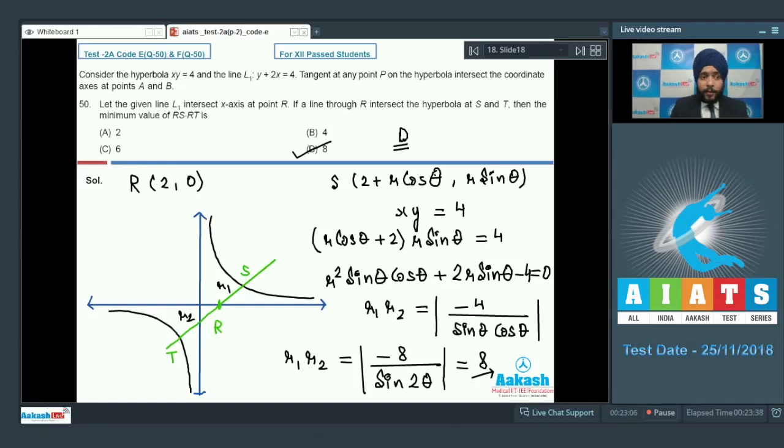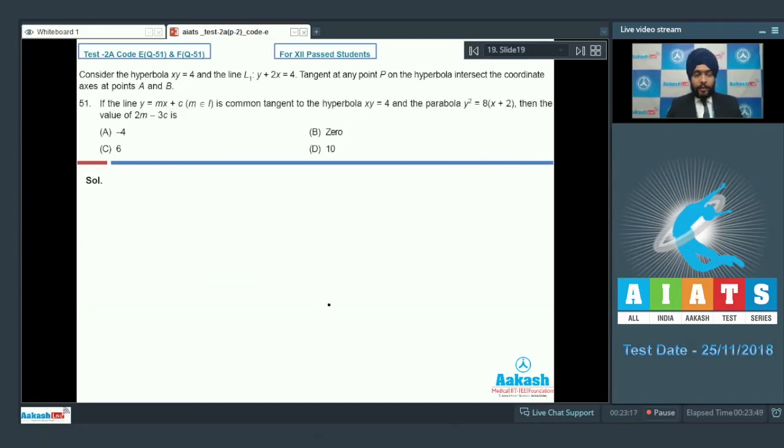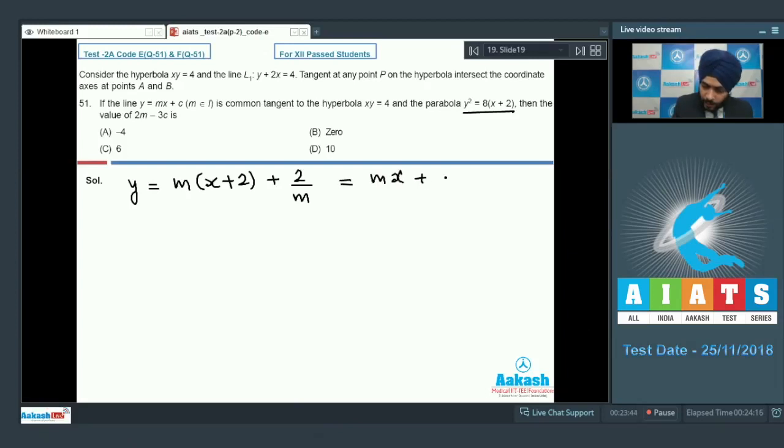Fine. Let us move forward to question number 51. Question number 51 says that if the line y equals mx plus c is a common tangent to the hyperbola xy equals 4 and y square equals 8 into (x plus 2), then what is the value of 2m minus 3c? So again, it is a very simple question. What do we have to do? We have to write down the equation of tangent to this parabola. y is equal to m times (x plus 2) plus a by m. So this is mx plus 2m plus 2 by m.